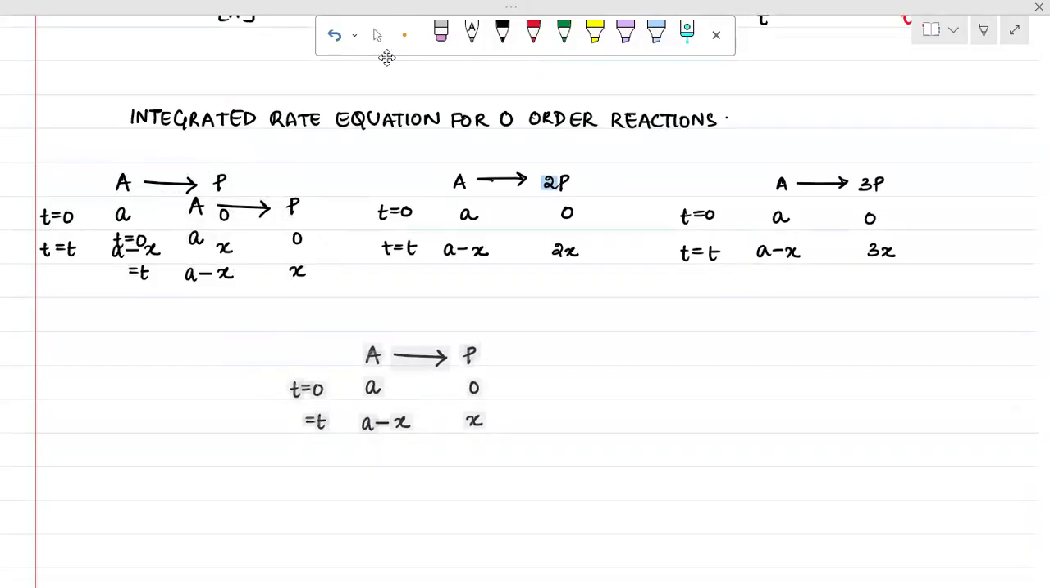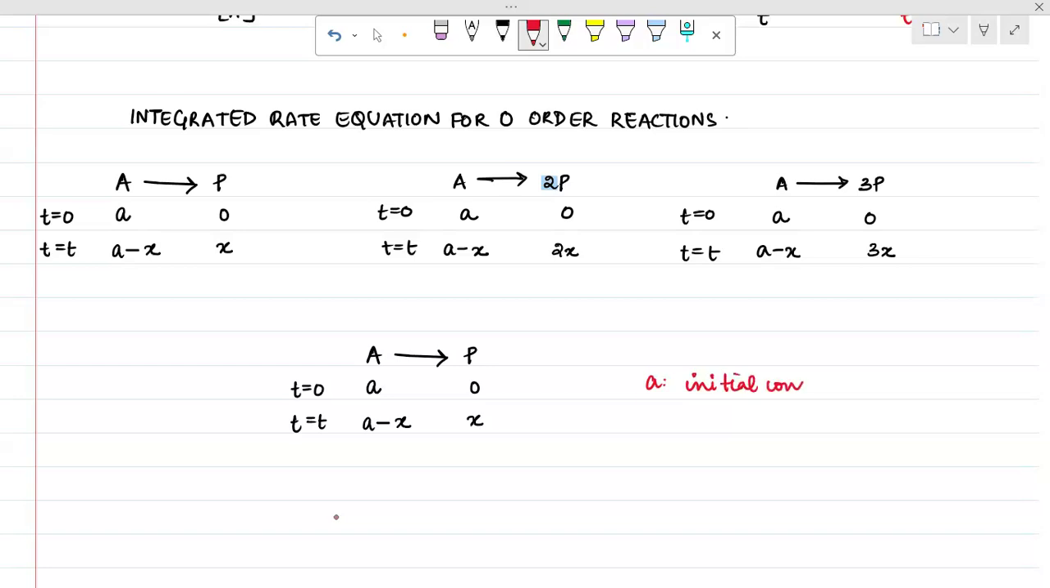So based on this, we will learn some notations. Out of this, small letter A is the initial concentration of the reactant. In integrated expressions, you write it as the concentration of the reactant initially, with a 0 as the subscript.